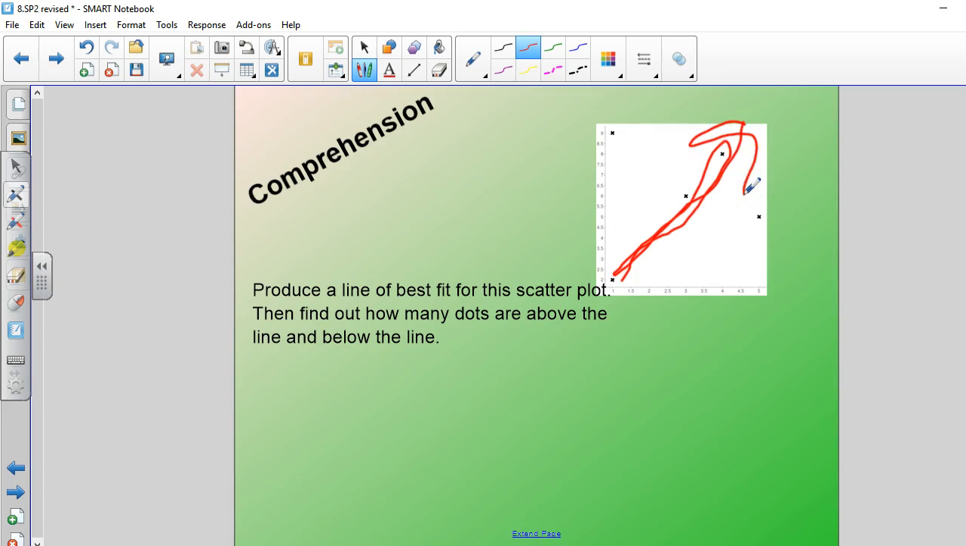And when you look at the line of best fit, how many dots do you see above the line? 1. And how many dots are below the line? 1. Let's move on.